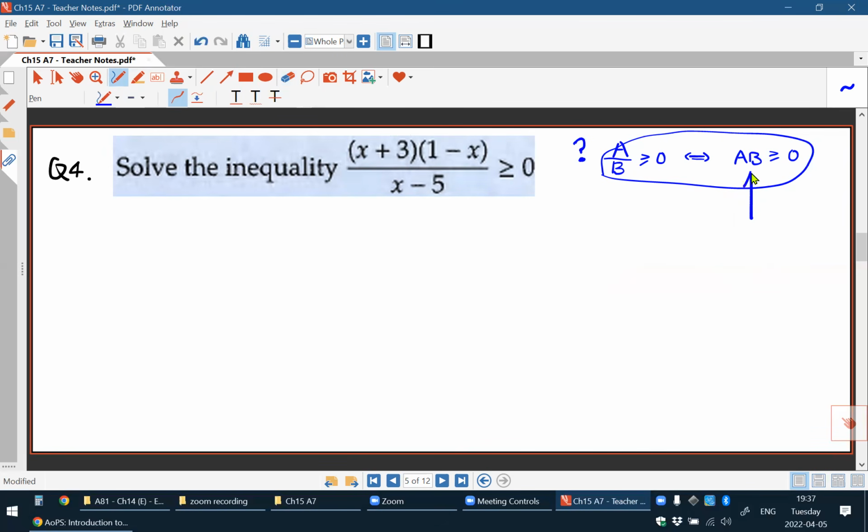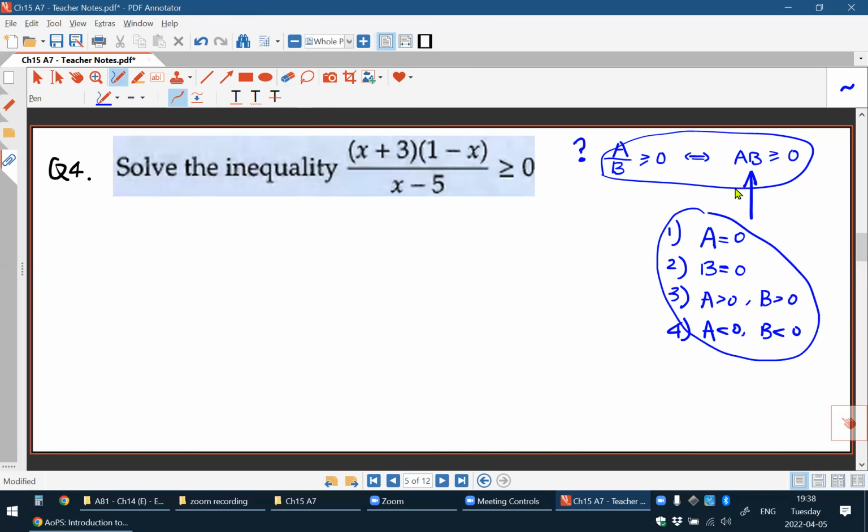Okay, so let's consider this one. The product of A and B greater than or equal to 0. What does this indicate? This indicates A can be 0, right? So first case, A can be 0. Second case, B can also be 0, right? And the third case is both A and B are greater than 0. And fourth case is both of them are less than 0, right? Okay, so there are 4 cases for the expression on the right.